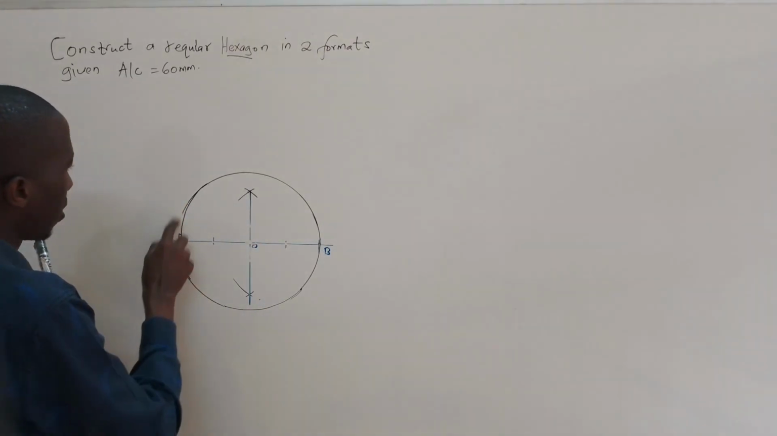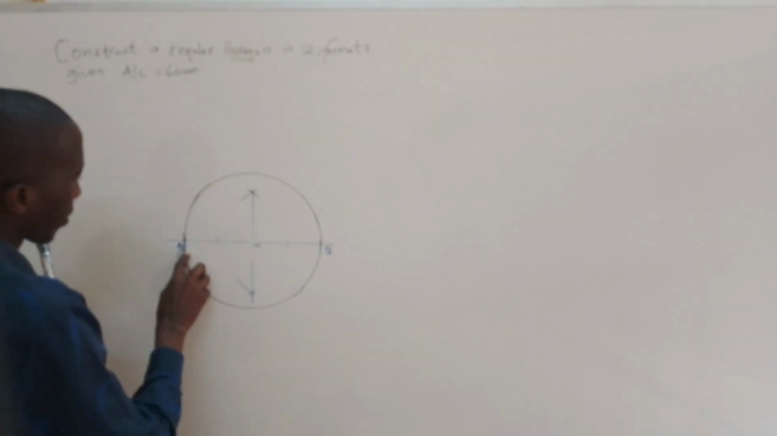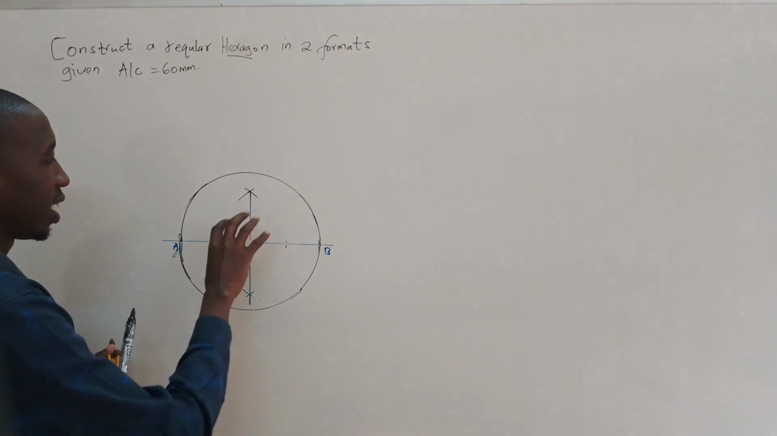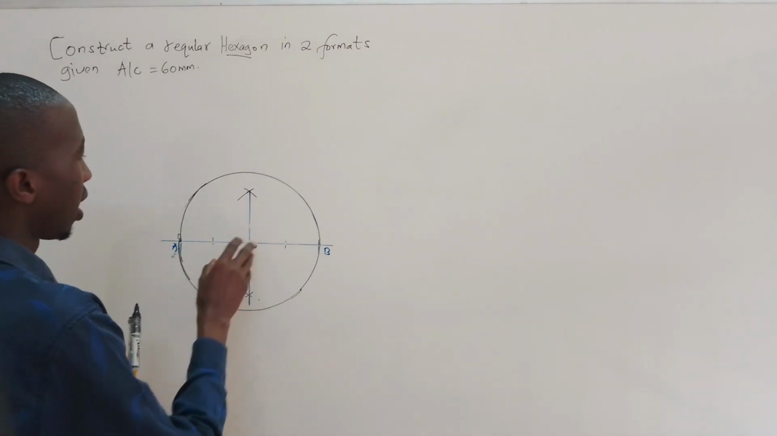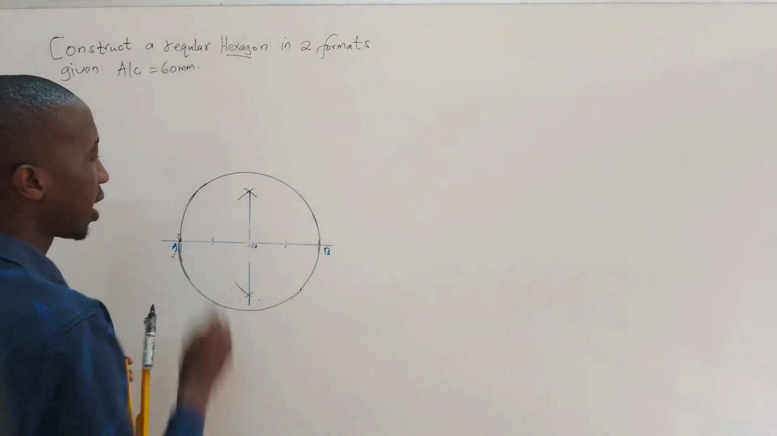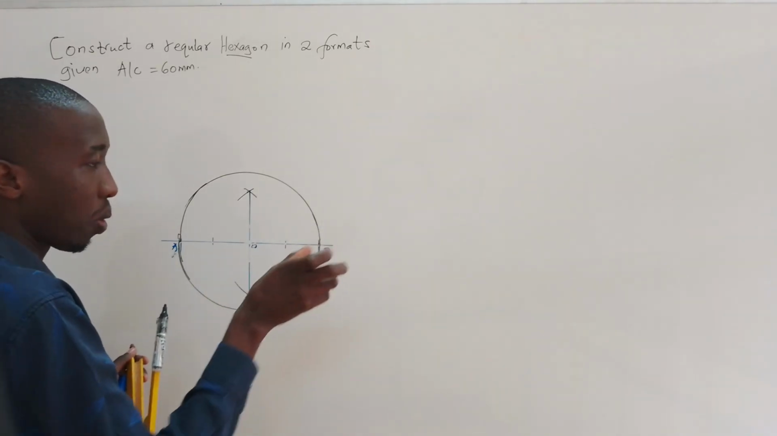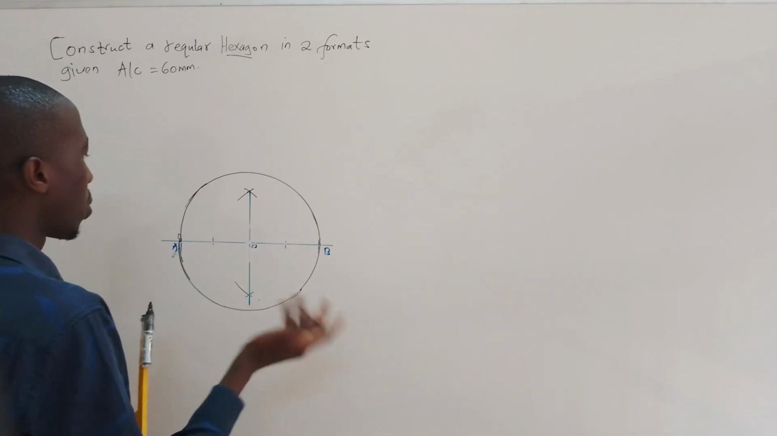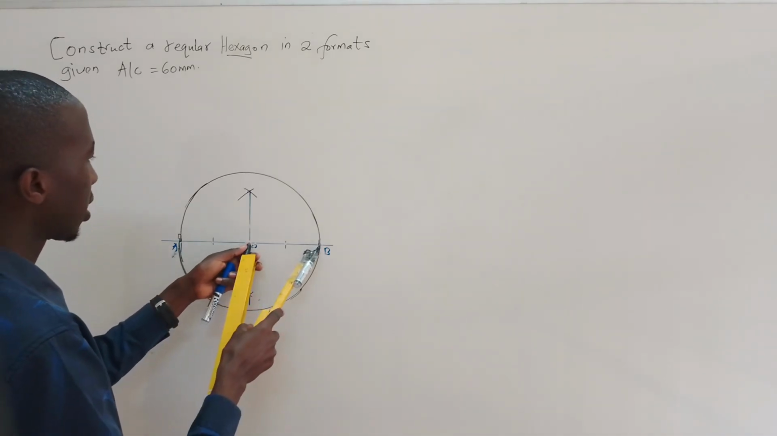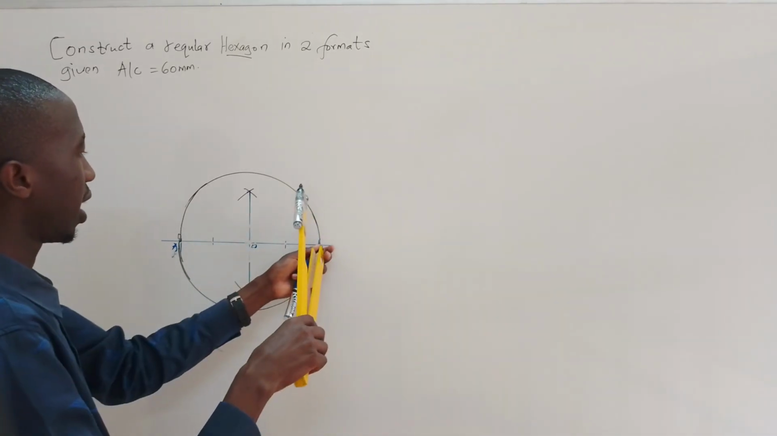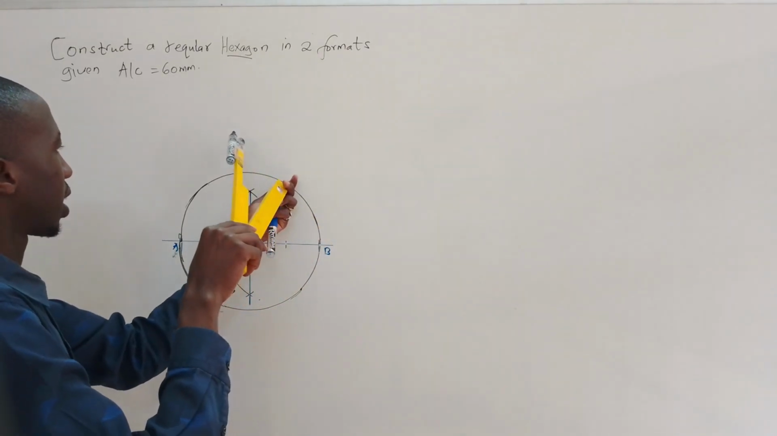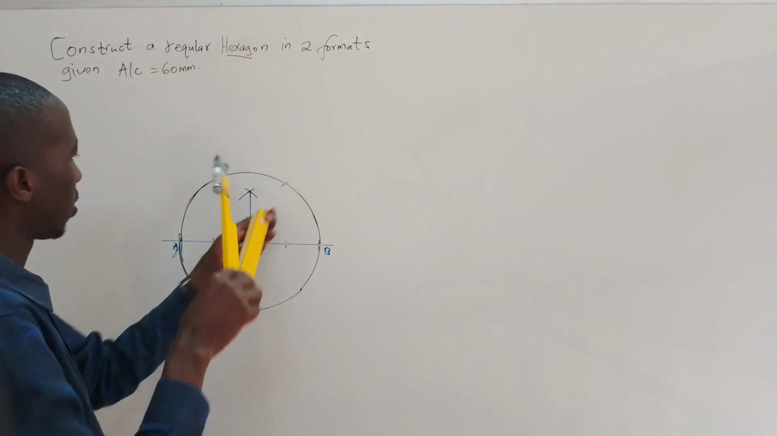So we'll have this circle. Now, we know that the internal angle from the center, from one corner to another corner, is 60 degrees. So you pick the radius and mark all the way around, and you will acquire the corners.